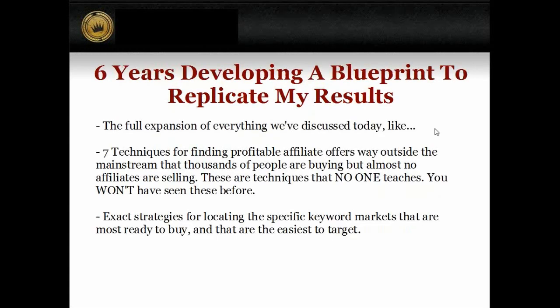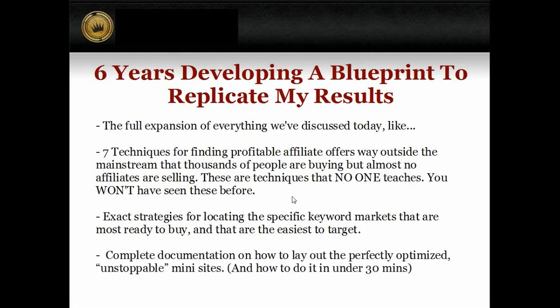What else is in this system is the exact strategies for locating the specific keyword markets that are the most ready to buy and the easiest to target. What that means is the opportunities for traffic that you can capitalize on the most easily, the places that you can make money the most easily, the little pockets of the web that are most easily exploited for simple affiliate income. The exact strategies for finding those, that's what I've detailed in this course.